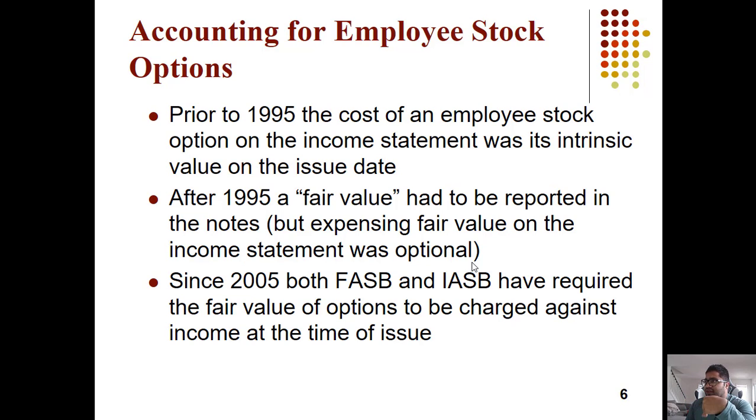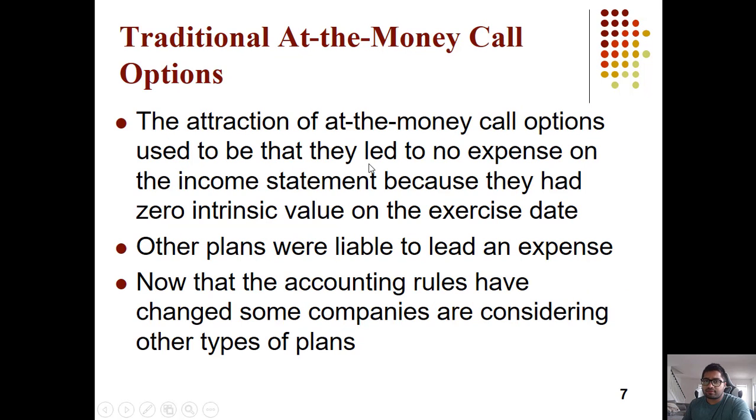And even in 1995, when the rule came out, there was a lot of lobbying by Congress, right, not to do it. So it was suggested to make it fair value, but it was not made mandatory. But after 2005, the rules have changed and the fair value of options has to be charged on the income statement when they are issued. The attraction of at the money call options used to be that they led to no expense on the income statement because they had zero intrinsic value on the exercise date. The other plans were liable to lead to an expense. Now that accounting rules have changed, you have to expense them.